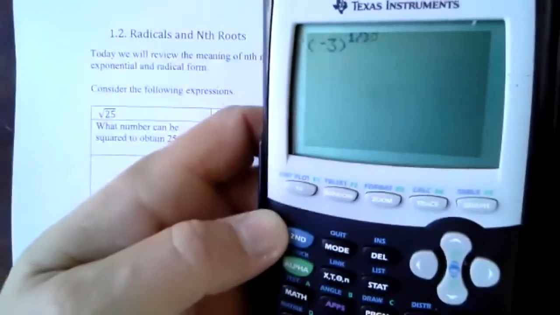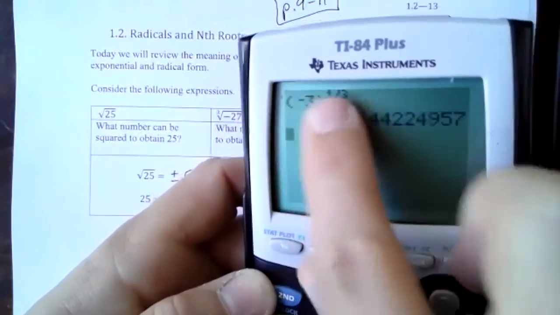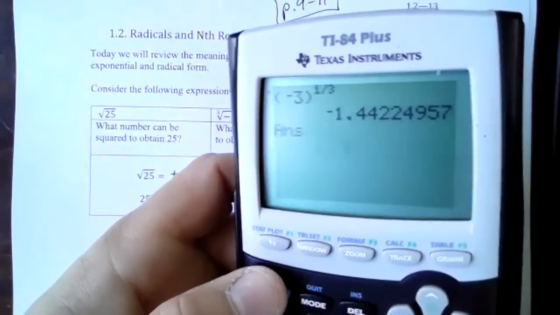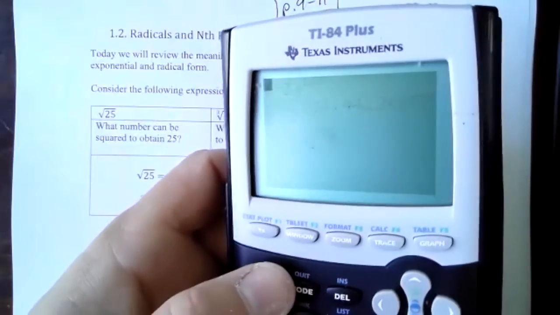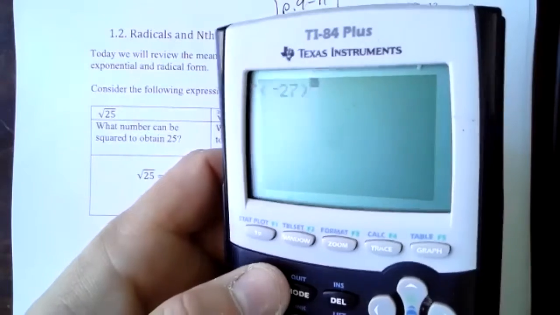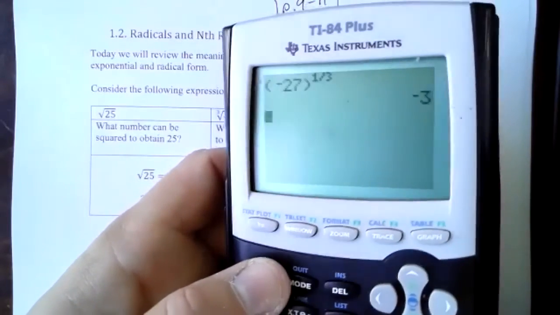So let me zoom that in. And then when I hit enter, oh, I messed up. I was supposed to put the cube root of, that's the cube root of 3. So let's go back and put the cube root of -27, my bad. So we're going to raise it to the 1/3 power, and you see how we get -3.